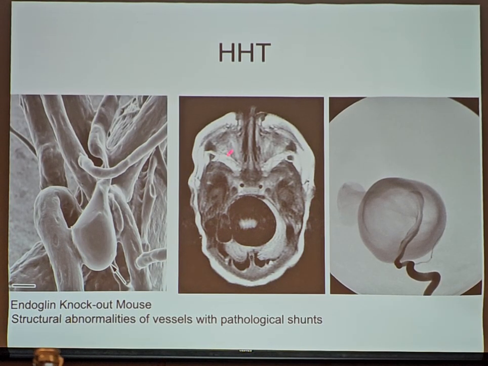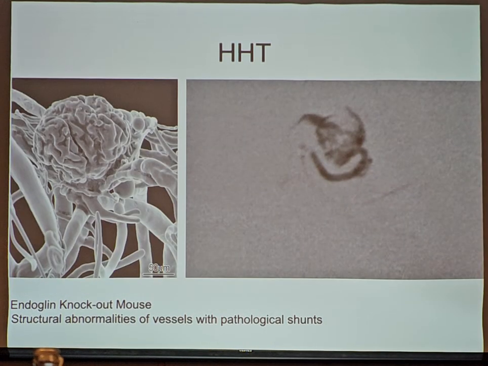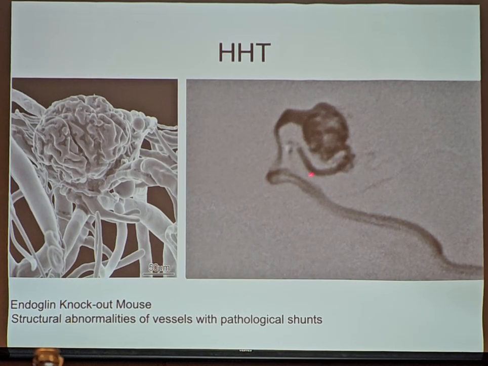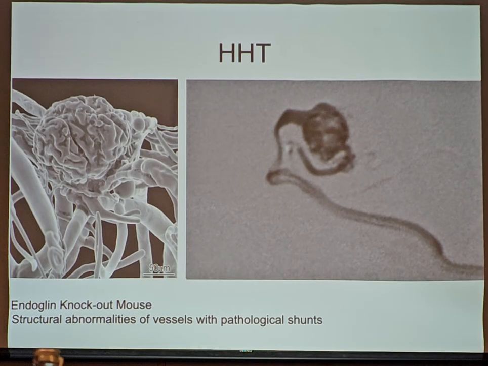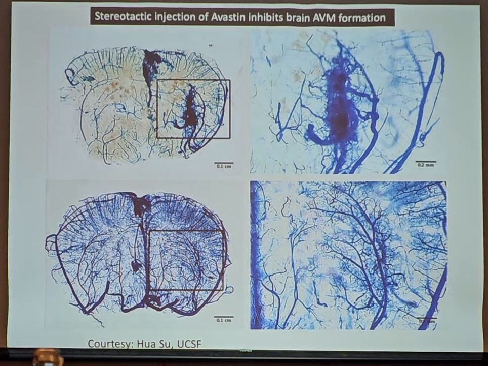This is a newborn baby with HHT. You can see the direct arterial venous fistula, similar to this one here. Or here, you have a microcatheter injection of a patient with HHT with this nidus type AVM right here. And we believe that these structural abnormalities can actually be explained by the endoglin knockout.